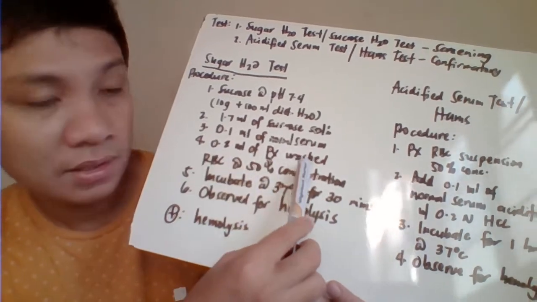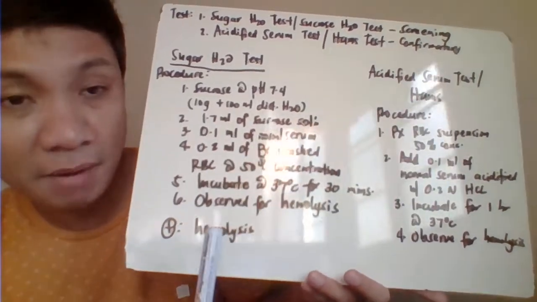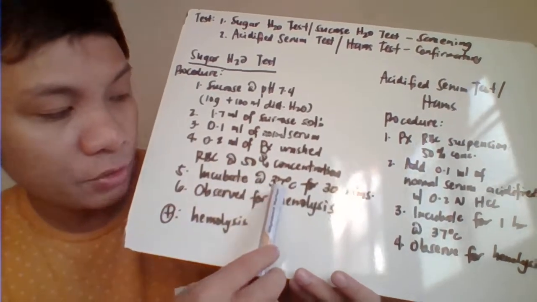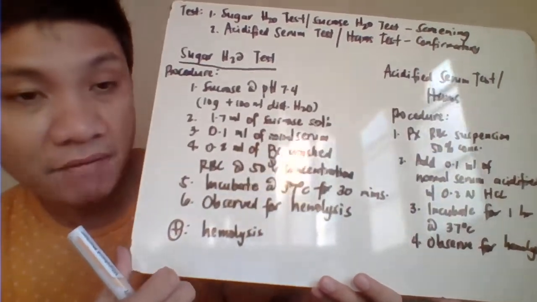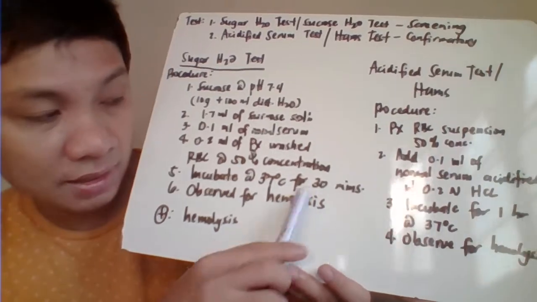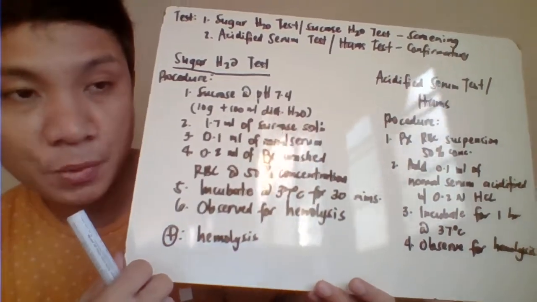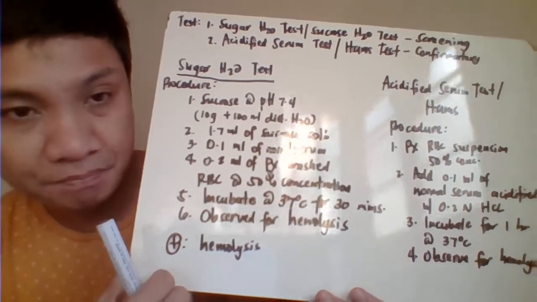Okay, this would be the sample coming from the patient. You prepare the red cell suspension, 0.2 ml. Then incubate at 37 degrees Celsius for 30 minutes. Okay, and after that, observe for the hemolysis.